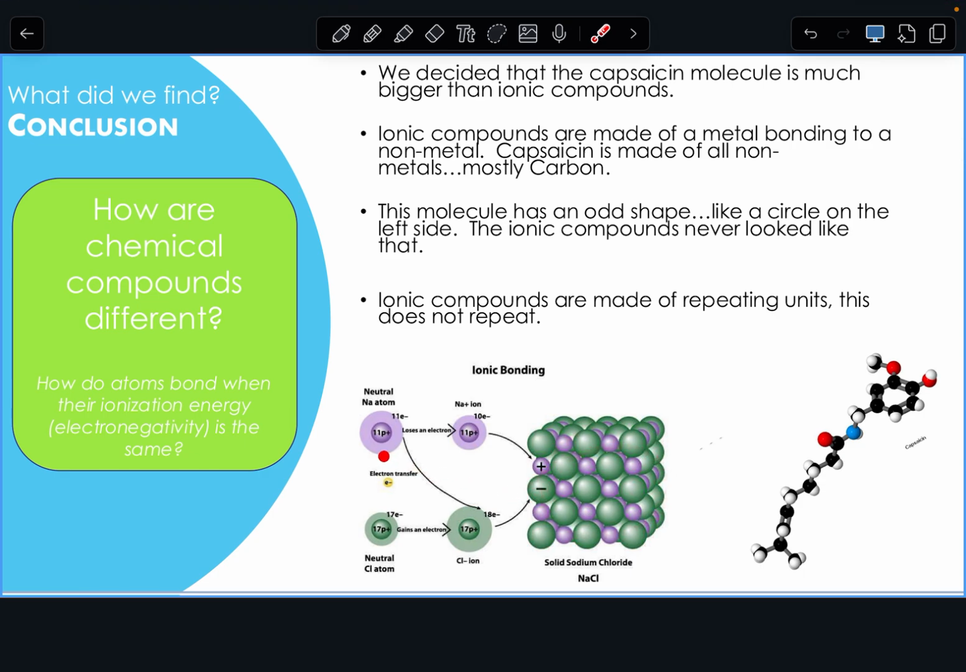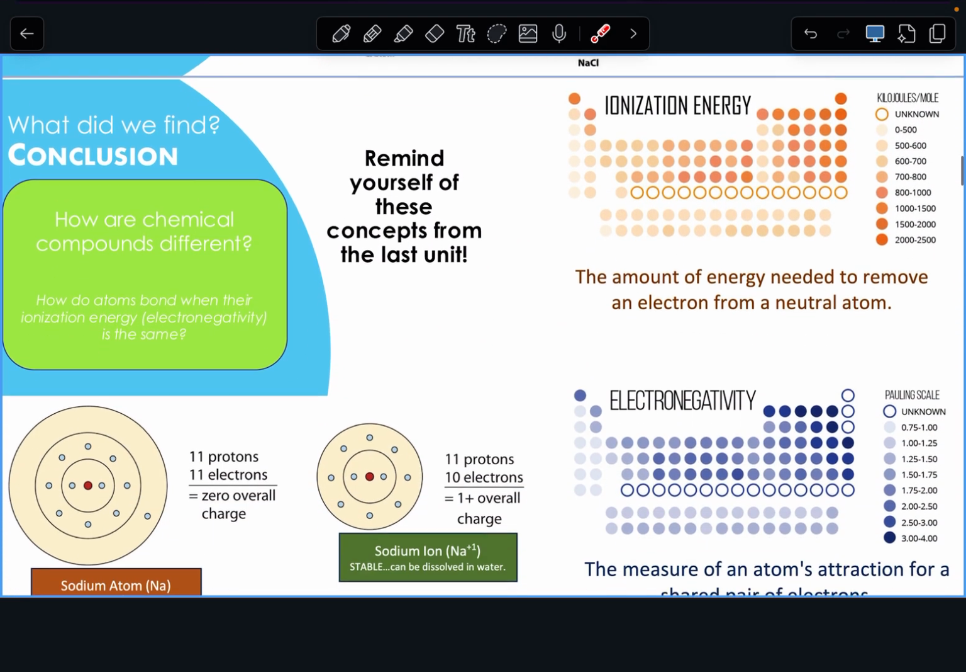Ionic compounds are when a positive charge and a negative charge get together. They make this big crystalline solid that keeps adding and moving on. And this instead, this capsaicin, that's called a molecule. And it's a type of bond called a covalent bond. And I also like to call those molecular bonds because then it reminds you that they make molecules.